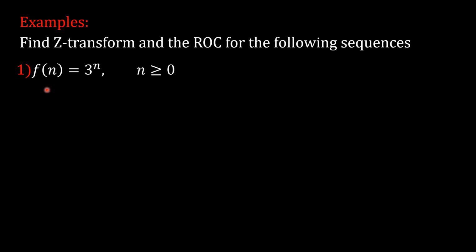In that, the first sequence is the one whose general term is f of n equal to 3 raised to n for n greater than or equal to 0. In the solution, first of all, using the definition of Z transform, we will get Z transform of f of n equal to summation n equal to 0 to infinity 3 raised to n into Z raised to minus n.